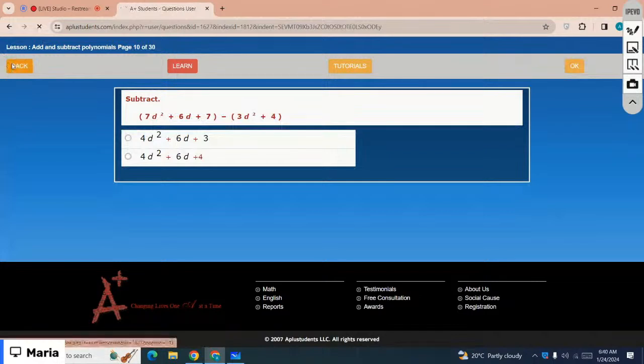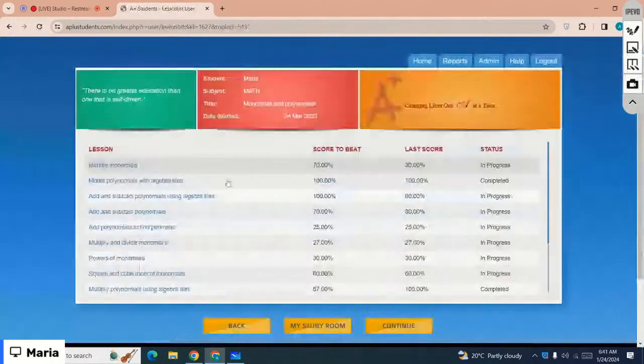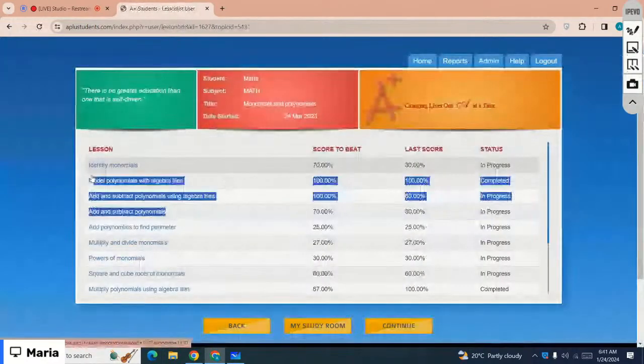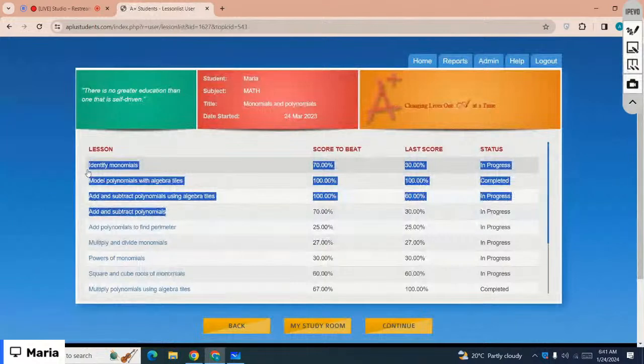So we were working on grade 8 math. The chapter we were working on is monomials and polynomials. The lessons we have covered today are identify monomials, model polynomials with algebra tiles, add and subtract polynomials using algebra tiles, and add and subtract polynomials. Right? So please make sure by the next session you complete all the practice questions for the lessons we did today. That is your homework until next session, right?